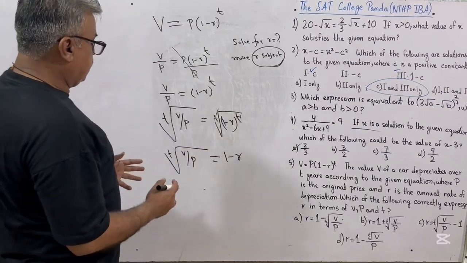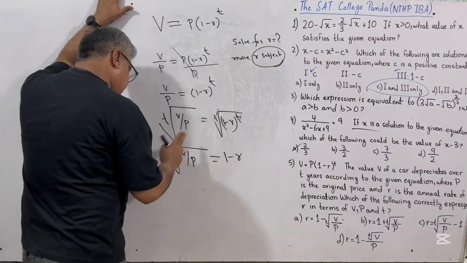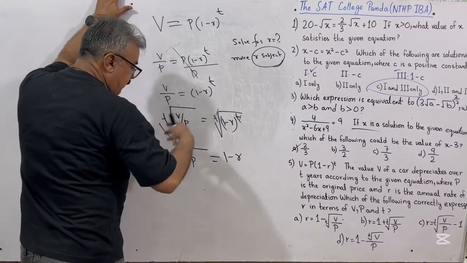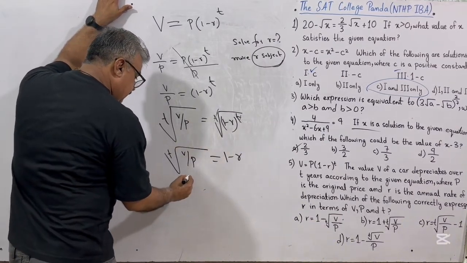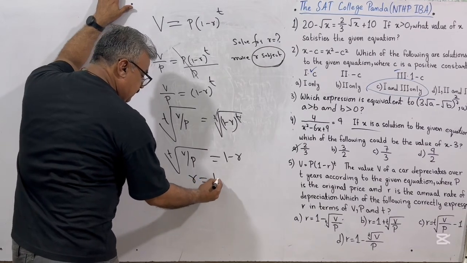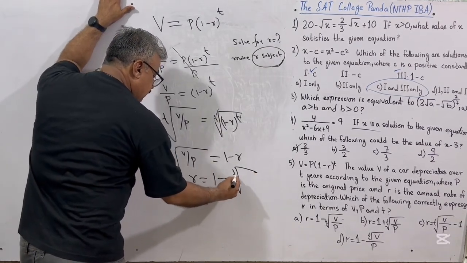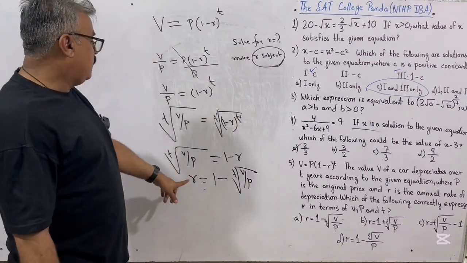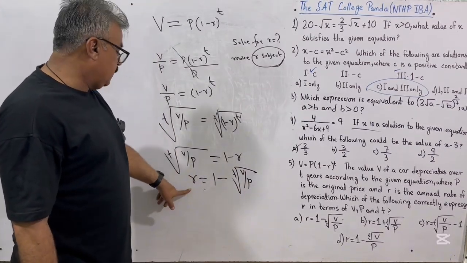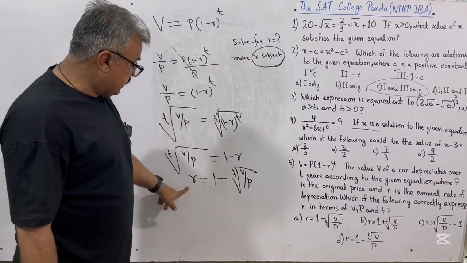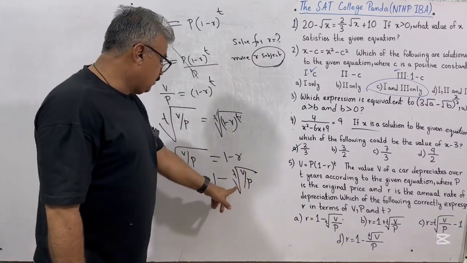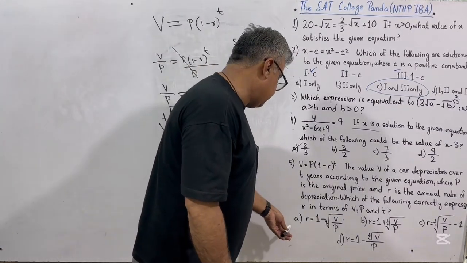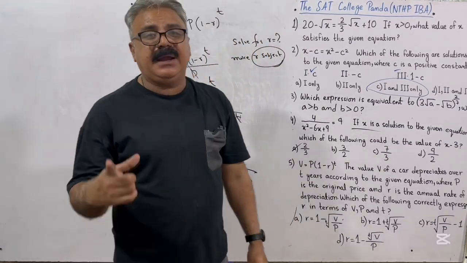Solve for r. Shift r here from right to left and shift tth root of v over p on the left. We have r is equal to 1 minus tth root of v over p. So we have made r the subject. We have solved for r. So our answer is r is equal to 1 minus tth root of v over p. Our correct option in that case is option A. See you in next video.